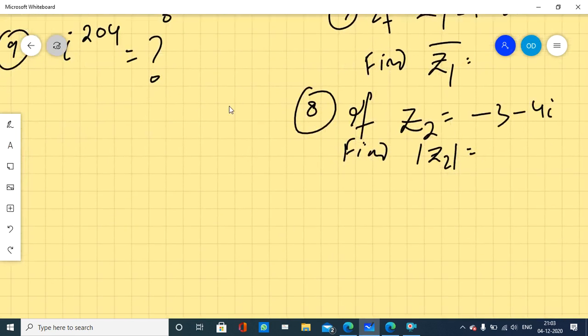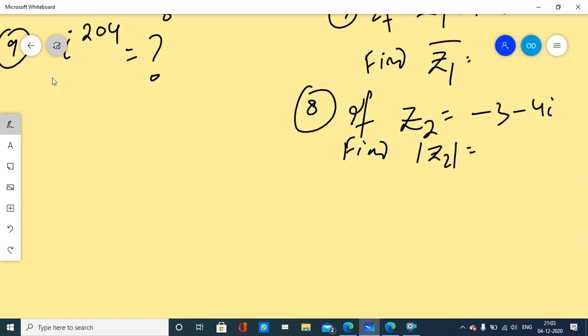On Sunday there will be a class in the afternoon. I will tell you in the group. I will inform in the group. If not Sunday, then we'll take the class on Monday. But someday we'll take an extra class.